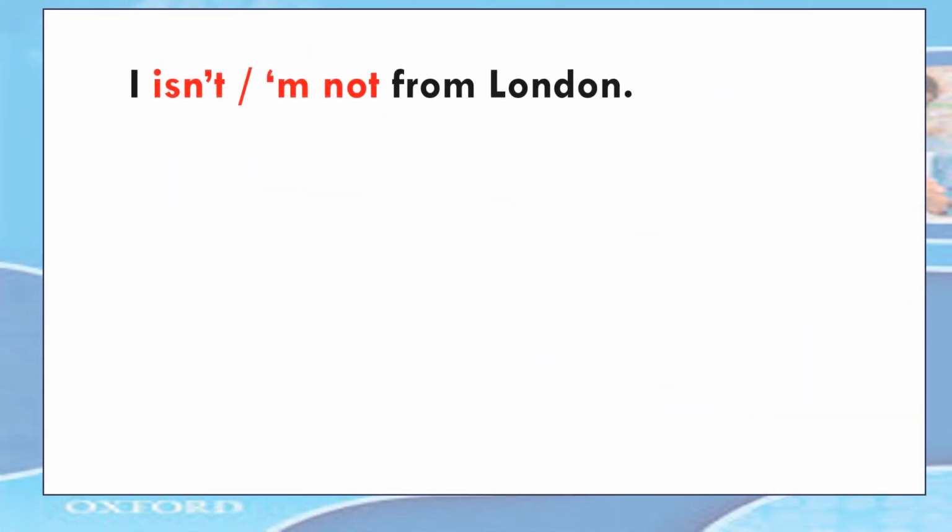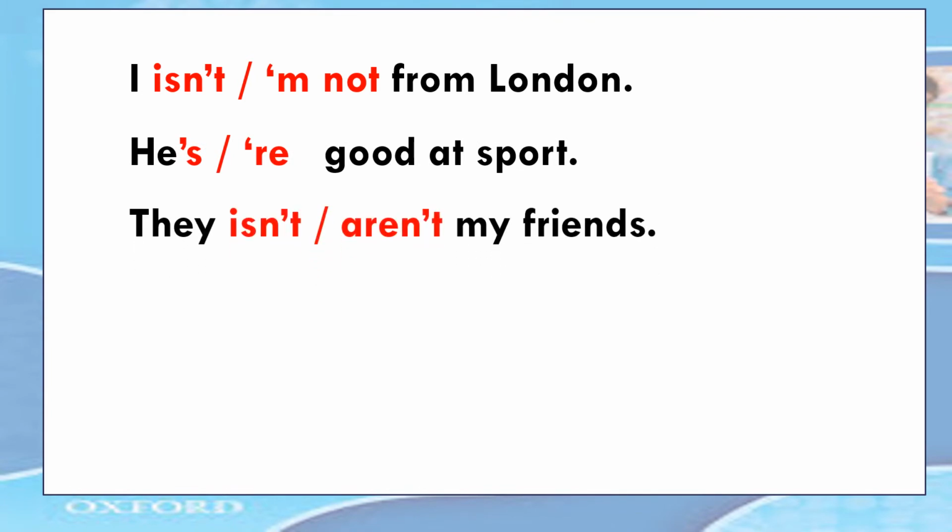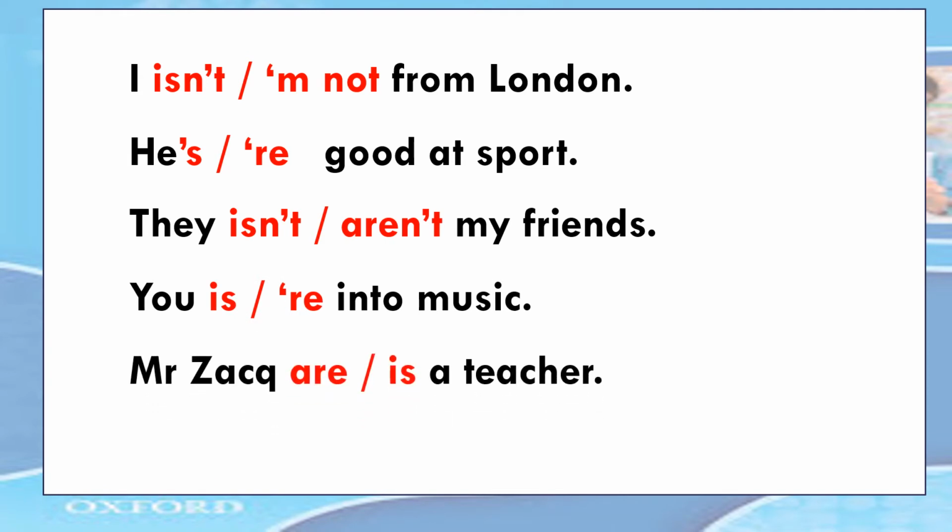Okay, so for number 1, I isn't or am not from London. He's or here good at sport. They isn't or they aren't my friends. You are into music. Mr. Zack are or Mr. Zack is a teacher. Okay, so there are 5 sentences here. What you need to do is you need to choose the correct answer for the sentences.